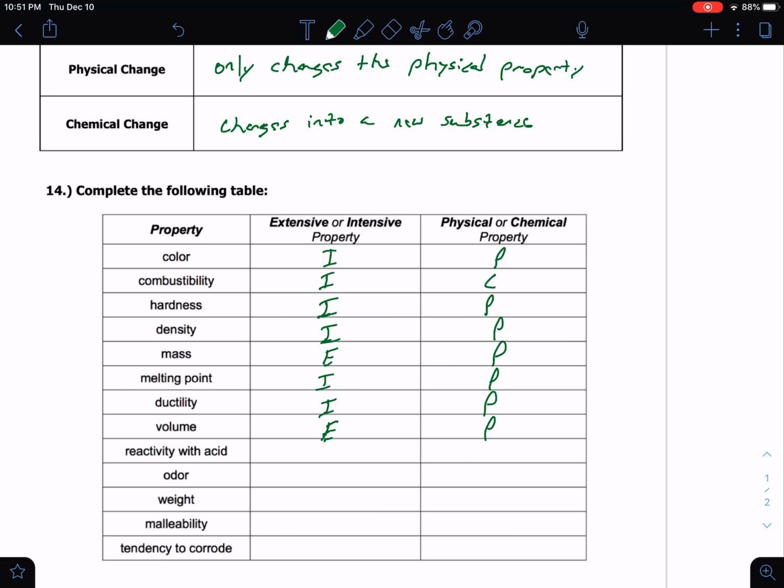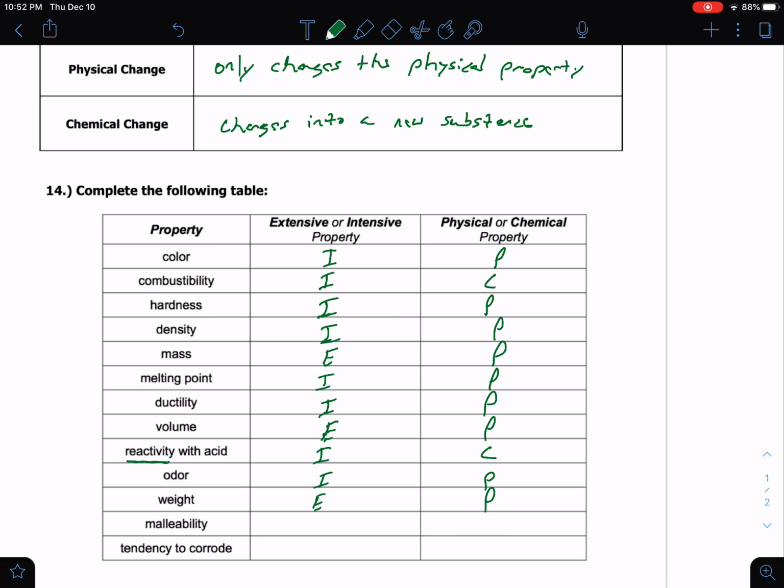Reactivity with acid. It does not matter how much there is, so this is going to be intensive. But anytime you see reactivity, that means something's going to change, which means this is going to be a chemical property. Odor is going to be intensive. Doesn't matter how much it is, still going to have the same smell. And this is going to be physical. Nothing's changing. Weight is going to be an extensive property. Just like when you gain weight, the scale cares about adding more and more substance, so your weight is going to change, so that is extensive. And this is going to be physical because we're not changing anything.